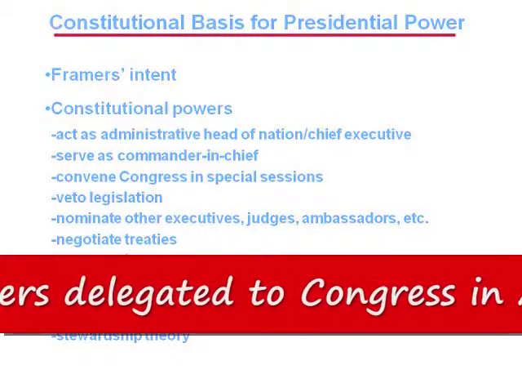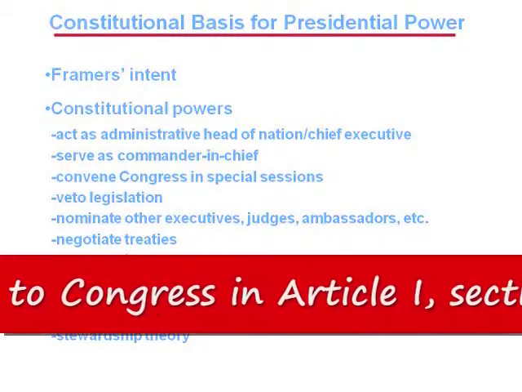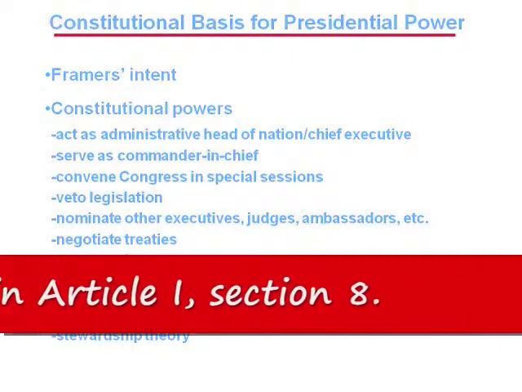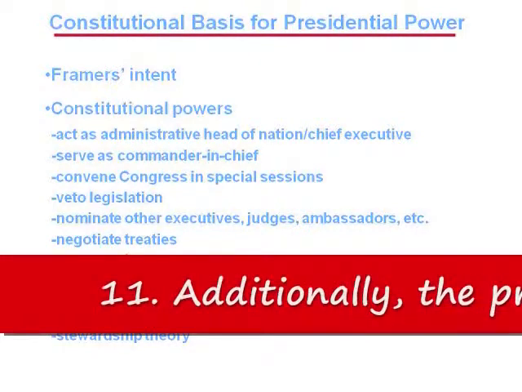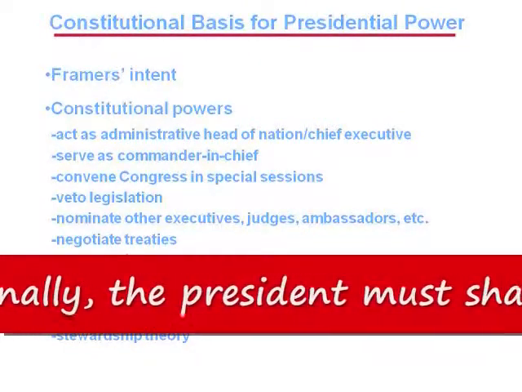Again, I'll invite you to go out and look at Article 1, Section 8 of the Constitution, and you can see the powers that are delegated to Congress. It's a much longer list. Not only is it a longer list, it's really a more impressive list, if you think about it. So this is a pretty short list to begin with.